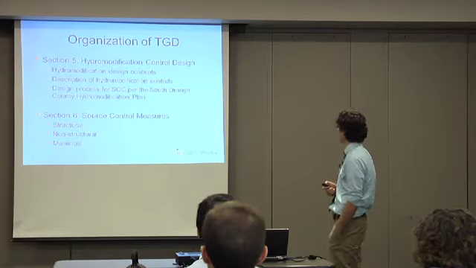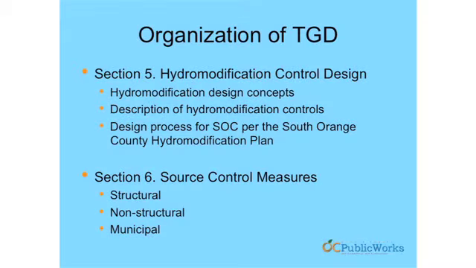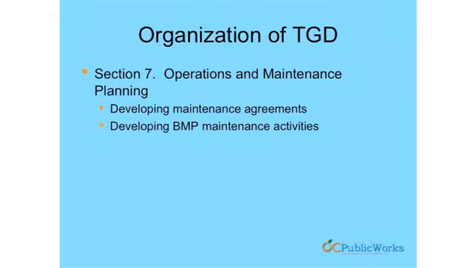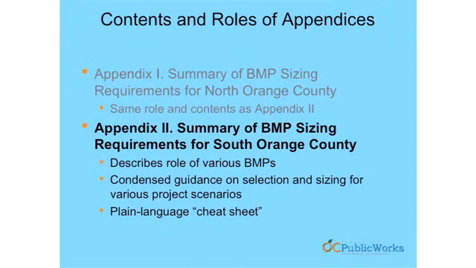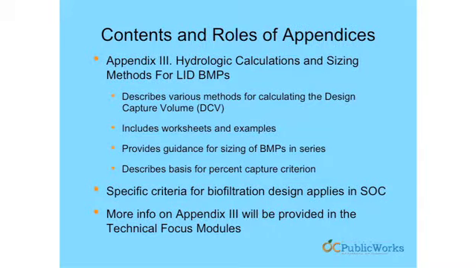Section 5 gets into hydromodification control design, and this is really a legacy of the fact that this came in during the interim phase of the South County permit, and this is by and large replaced by the HMP, which you'll hear more about. Section 6 gets into source control measures. Section 7, a little how-to on O&M planning. Appendix 1 is all North County. Appendix 2 provides essentially a little cheat sheet, maybe a plain language description of how the sizing standards relate to each other and what's going to control necessarily. I think of this as a cheat sheet to help navigate the South County requirements.